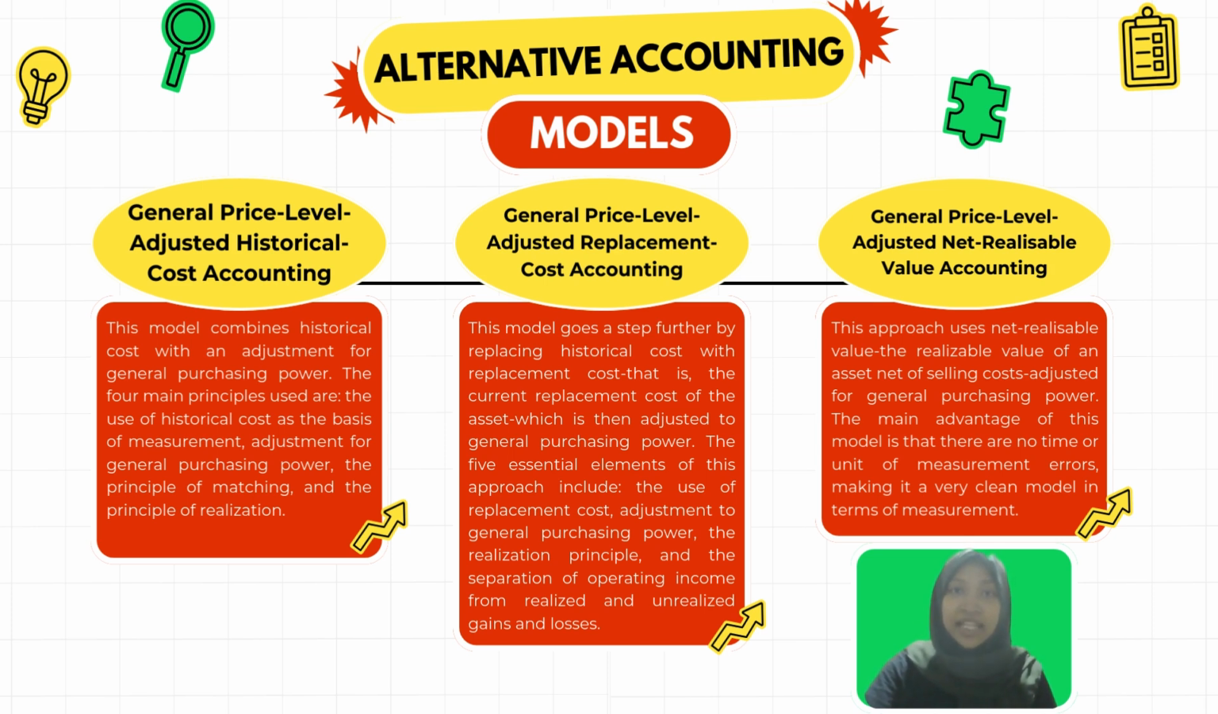Three is general price level adjusted net realizable value accounting. This approach uses net realizable value, the realizable value of an asset net of selling cost adjusted for general purchasing power. Unlike the previous two models, it abandons the realization principle and strictly separates operating income and realized or unrealized value gains or loss. The main advantage of this model is that there are no more timing or unit of measurement error, making it very clean model in terms of measurement.